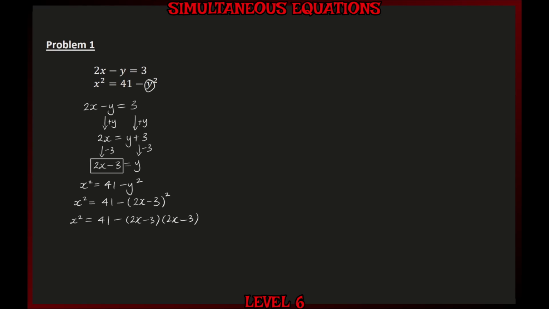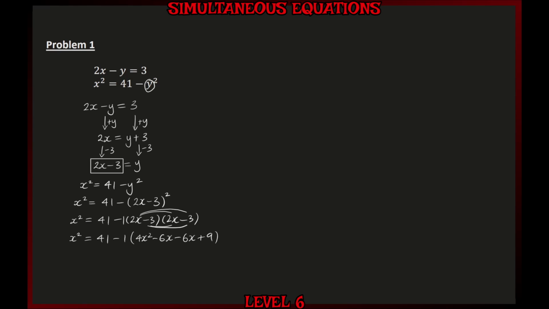Now, it's really important here to understand that the minus in front of those two brackets is like having a minus 1 there. So we can now expand the brackets by writing the equation as x squared is equal to 41 minus 1 times, and so we need to make sure we have another bracket here, 2x times 2x, which is 4x squared, 2x multiplied by minus 3, which is minus 6x, minus 3 multiplied by 2x, which is minus 6x again, and minus 3 multiplied by minus 3, which is plus 9.